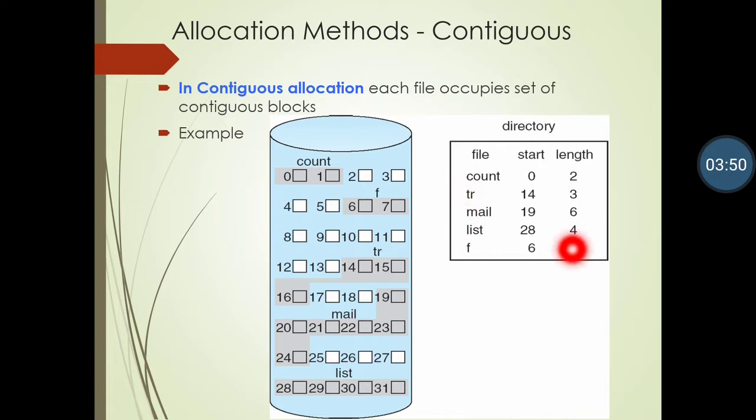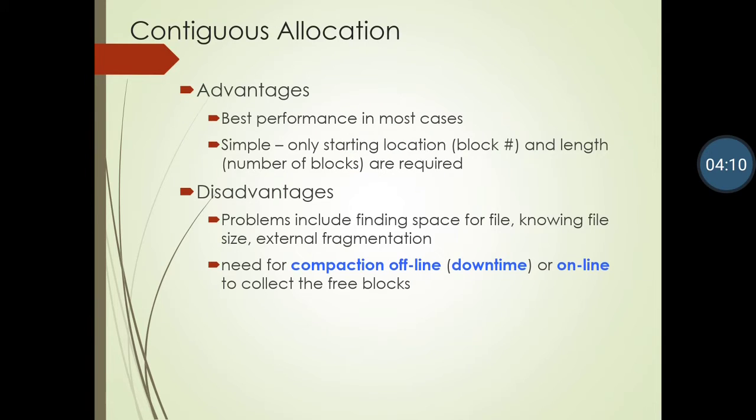The directory contains two pieces of information: the starting block as well as the number of blocks allocated for this file. This information is stored within the directory table.